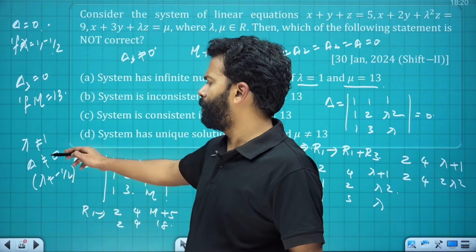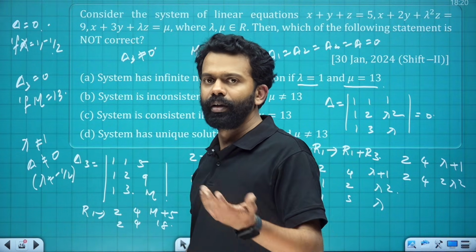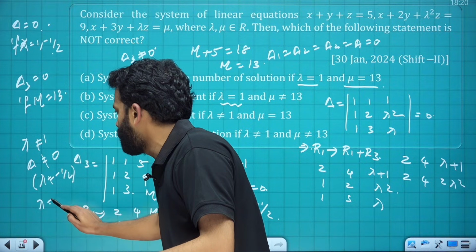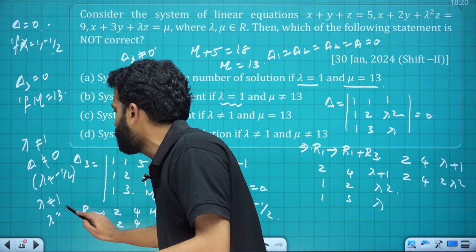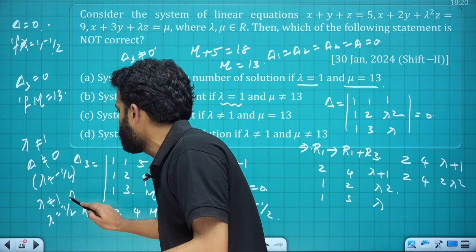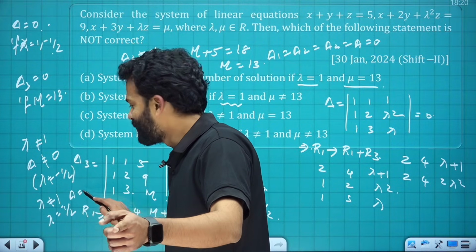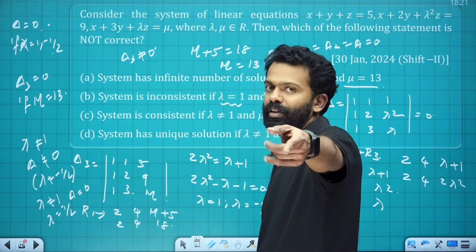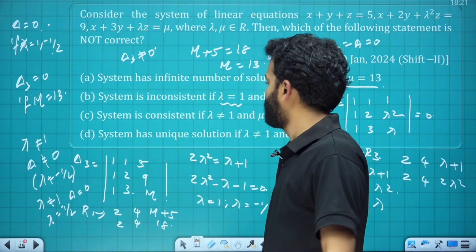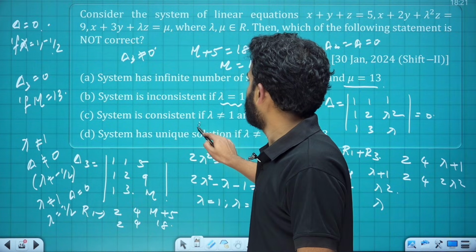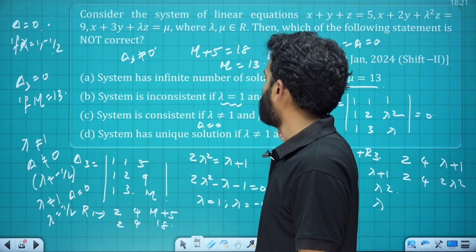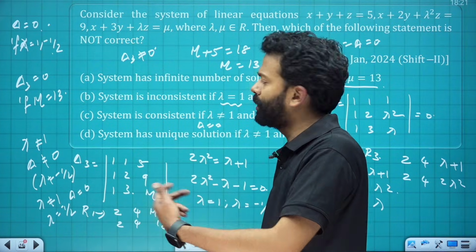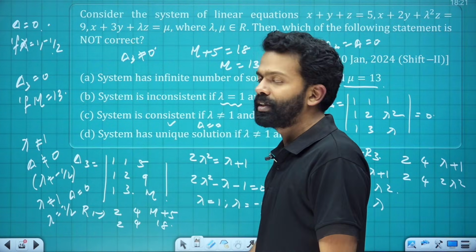And we know that if the value of the parent determinant is not equal to 0, then the system of equations is consistent. Let's take another case where lambda not equal to 1, but lambda is equal to minus 1 by 2. Then also the value of the determinant is what? 0. If lambda is equal to minus 1 by 2, the value of the determinant is 0. So this can be equal to 0 in the second case. And what if mu is equal to 13? In both the cases, if mu is equal to 13, the value of the other determinants is 0. Then we can say that the system of equations is consistent.